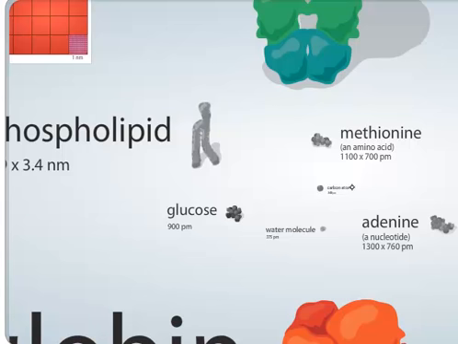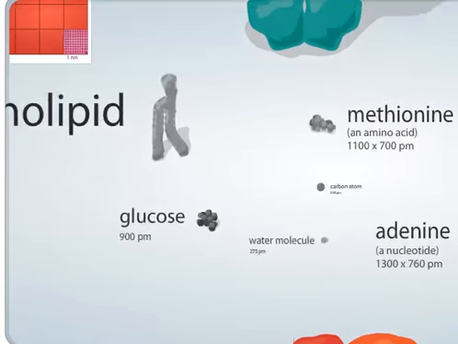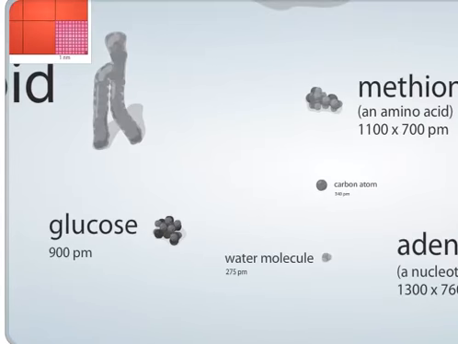And this is an example of an amino acid. And then you get all the way down here and you have a water molecule and a carbon atom, which is, carbon is the element of life. So incredibly critical. Isn't that cool? That's way, way cool.